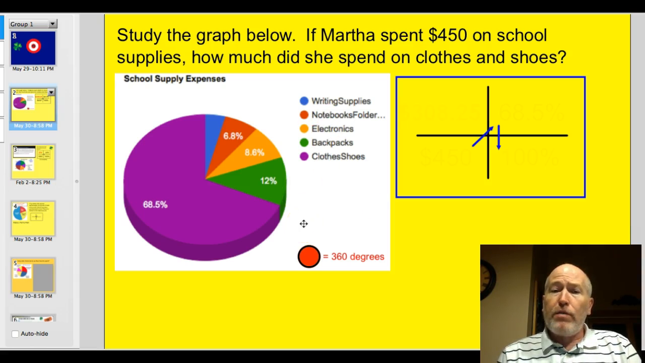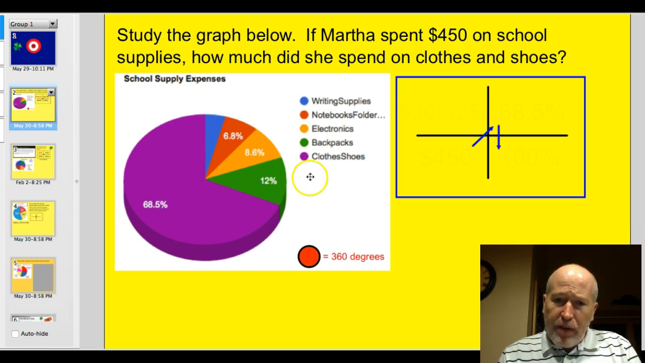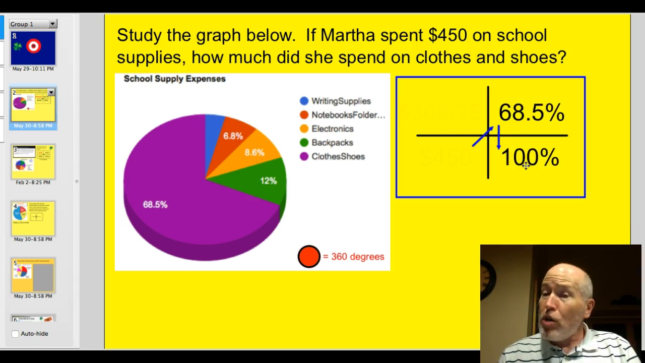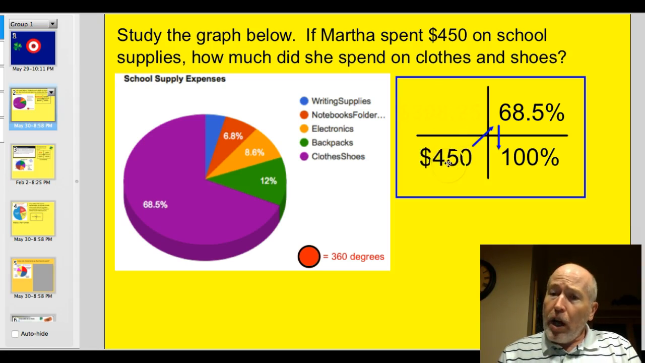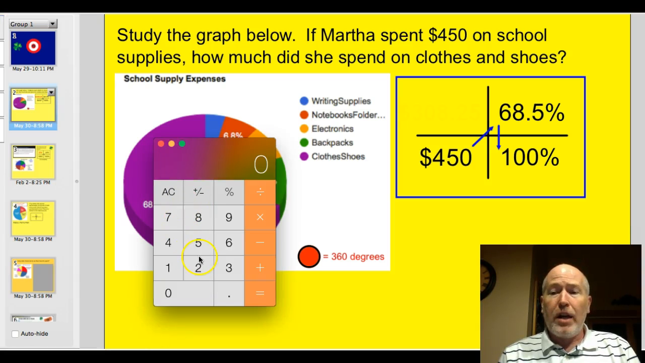All right, study the graph below. If Martha spent $450 on school supplies, how much did she spend on clothes and shoes? Well, we can see by this pie chart that she spent 68.5% on clothes and shoes. That means she spent 68.5% out of the 100%, and the 100% was equal to $450. So what we want to know is what part of 450 is the same as 68.5% out of 100. The ratio proportion box works awesome for this. We'll just call it the box.